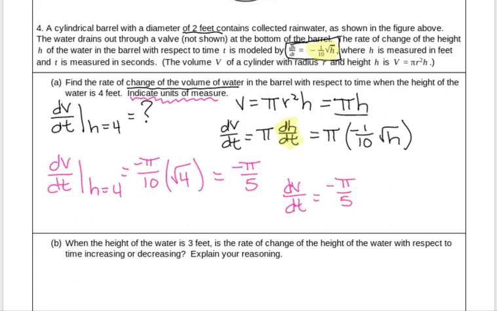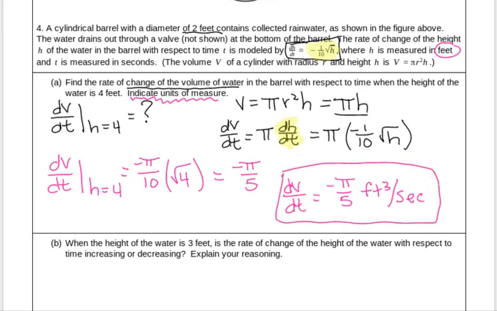We need to figure out what the units are. Well, we're looking at volume, which we know is something cubed. And since the height is measured in feet, this must be cubic feet per, let's see, t is measured in seconds. And so there is our answer for that one.